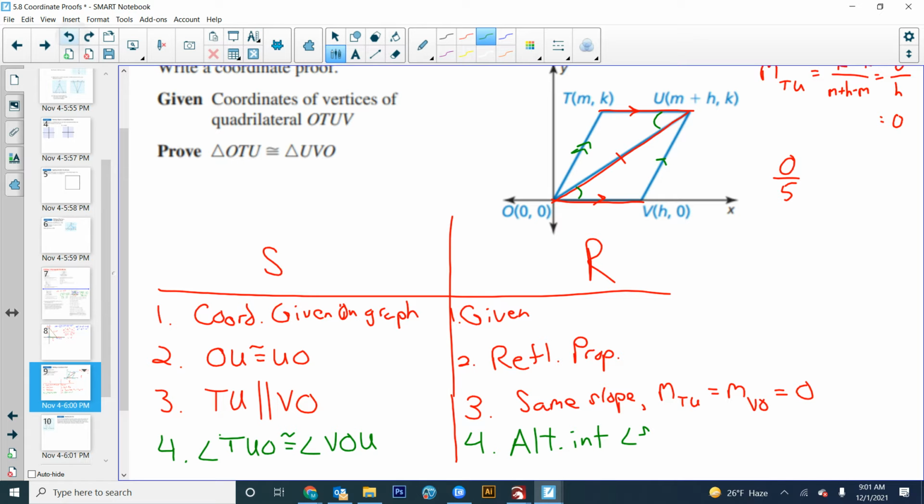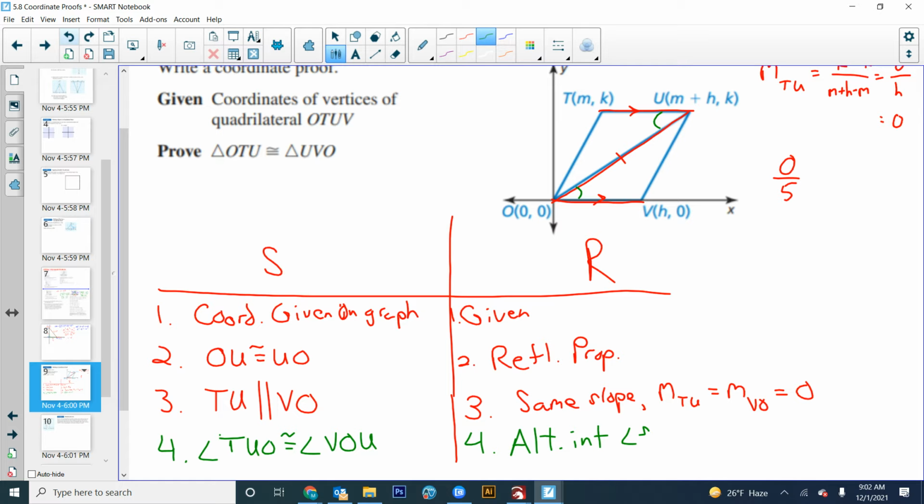I like that. Now, here is an alternative. Could you find the length of TU and the length of VO and show that the lengths of those are the same? Are lengths hard to find on a graph if they're horizontal? No. What's the length of this segment up here? To go from M to M plus H, that is how far? H. Very good. How far is it from 0 to H? H. Oh, those segments are congruent. You could do that too.